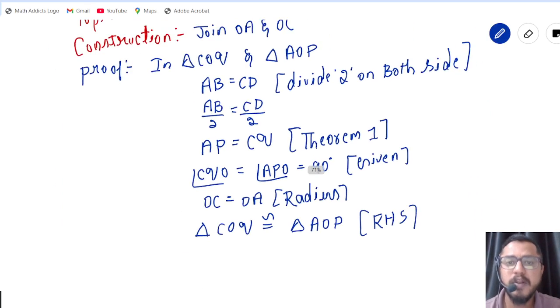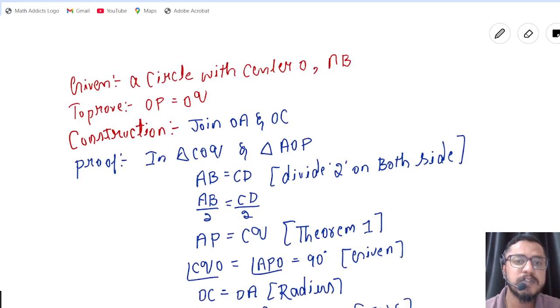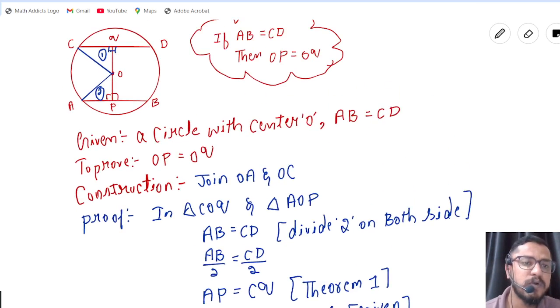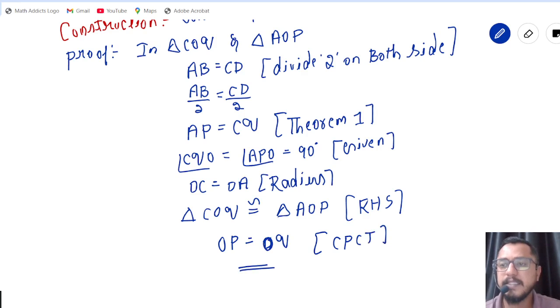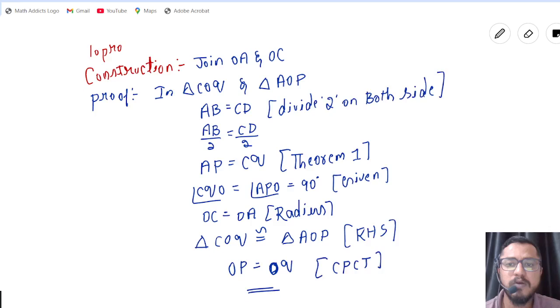Once you prove the congruency, what's the result? Okay, so you already proved the congruency of these two triangles, so you can easily tell OP is equal to OQ, which is by CPCT. Just write down the conclusion. OP will be equal to OQ, which is by CPCT. Hence, it is proved. Just write down the theorem.